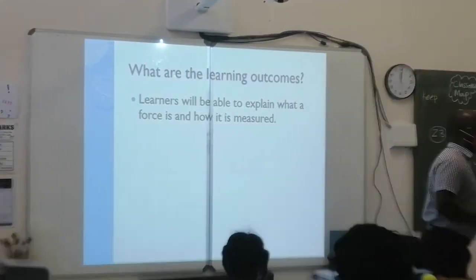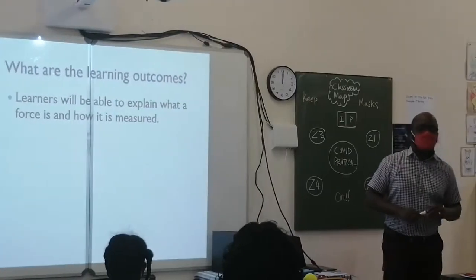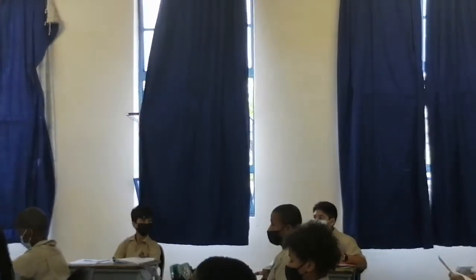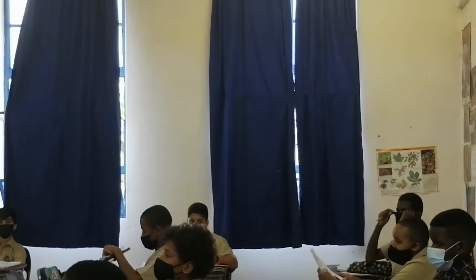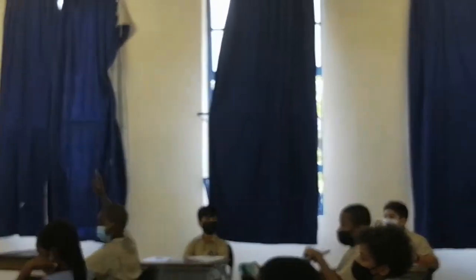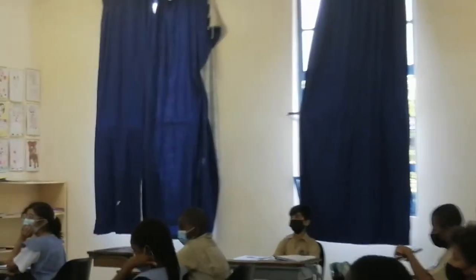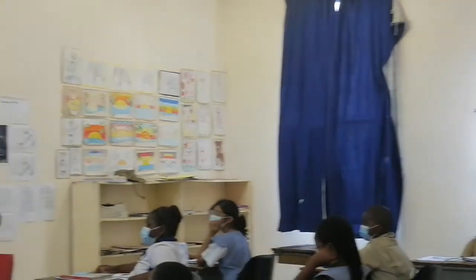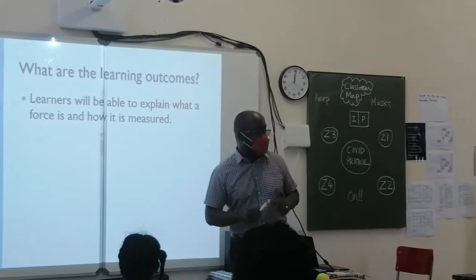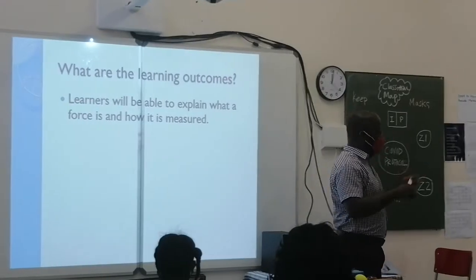Remember, what is a learning outcome? Who wants to tell us? What is a learning outcome? Yes, sir. A learning outcome is what we need to know. Okay? And we also have what is known as success criteria, which is how we know that we know what we need to know. Excellent. Success criteria is very important because it allows us to know that we know what we need to know.